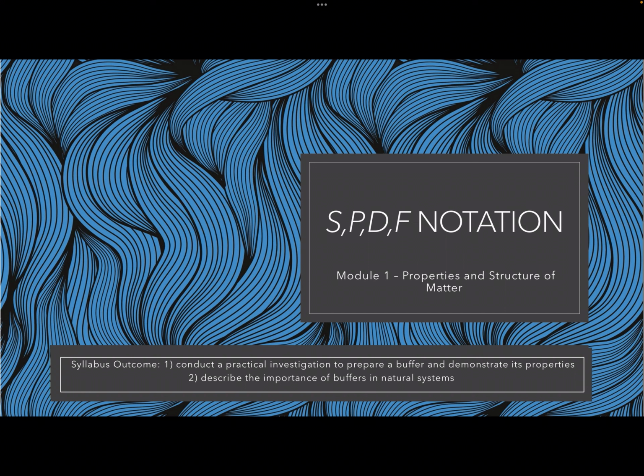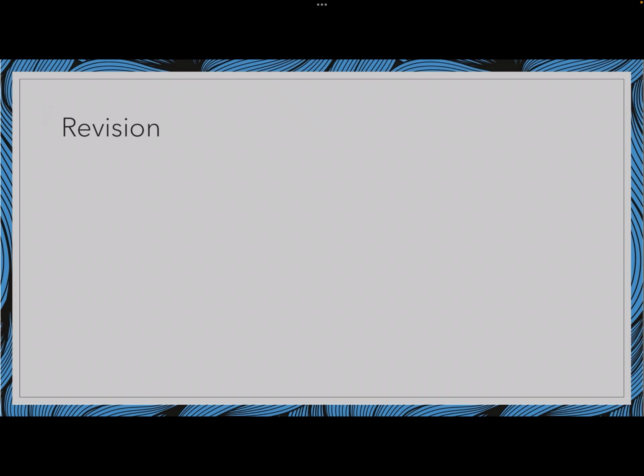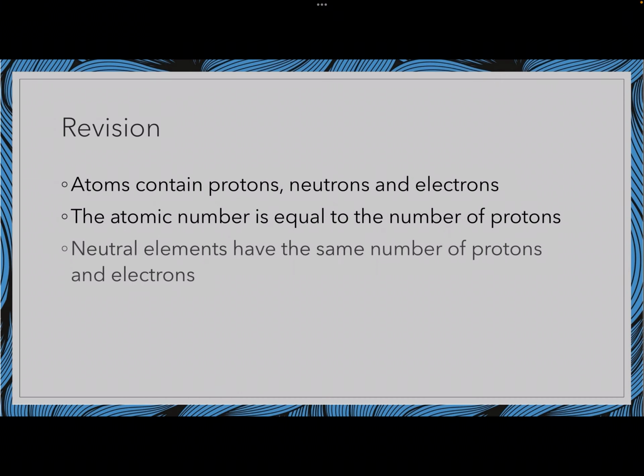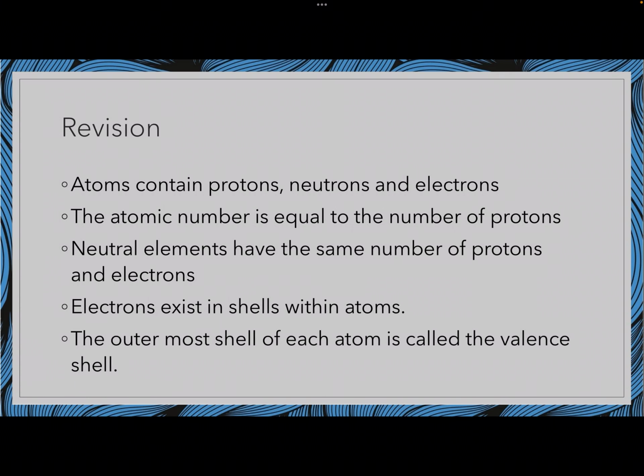So there's some revision questions at the top of page 39. Have a go at those. If you've done them, here's the answers. So atoms contain protons, neutrons, and electrons. Atomic number is equal to the number of protons. Neutral elements have the same number of protons and electrons. Our electrons exist within shells within the atoms, and the outermost shell is called the valence shell.